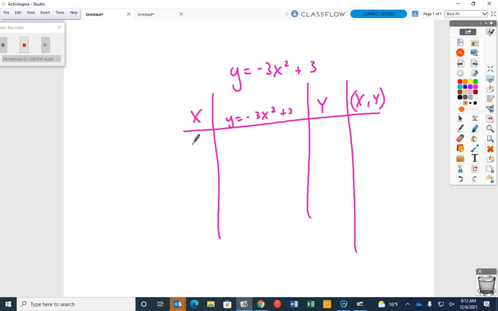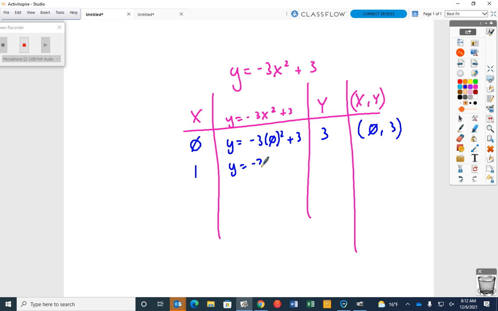Okay, let's do this. So I have x. What's the first one I have to start with, and it's nonlinear? Got to start with 0. So let's put a 0 here. So y equals negative 3 times 0 squared plus 3. What's 0 squared? 0. What's negative 3 times 0? 0. What's 0 plus 3? 3. So my first point is going to be 0, 3, isn't it? Right? Okay, good.